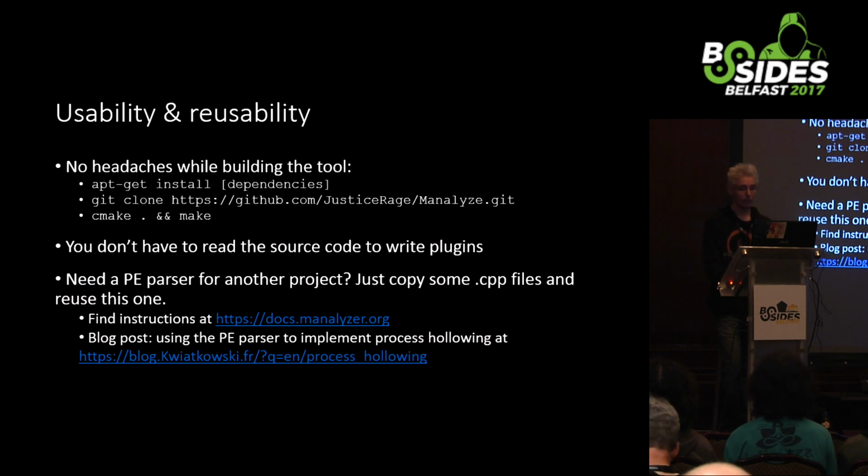If you want to extend the tool, you don't need to understand the core. You can just use the API, which is, I think, quite well documented, and interact with the PE parser without having to understand the structure beneath it. You can also take the PE parser out of the project and use it in your own. One of the examples I made available online uses this PE parser to write your own process hollowing code. You can find all the resources on my blog.